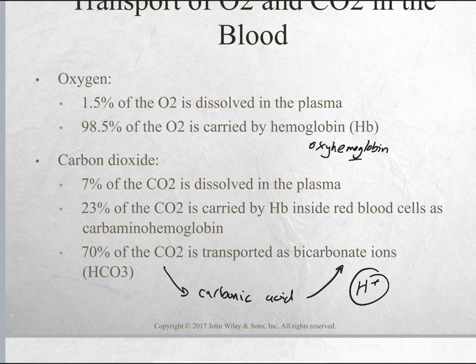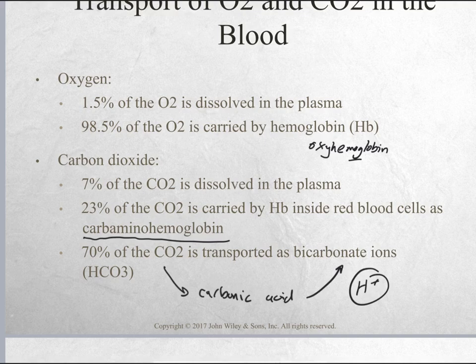23% of the carbon dioxide is going to be carried by hemoglobin inside the red blood cell. And similarly to how oxygen carried by the hemoglobin is called oxyhemoglobin, this carbon dioxide is going to be called carbaminohemoglobin. So we see that word right here, carbaminohemoglobin. So 23%. 7% of carbon dioxide is going to be dissolved in plasma, similarly to oxygen, but a much larger percentage of that.